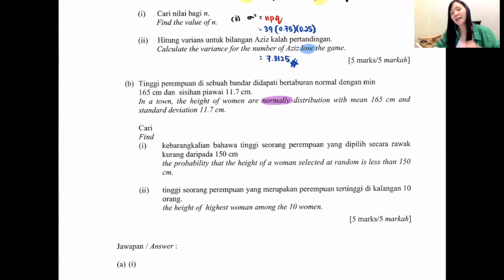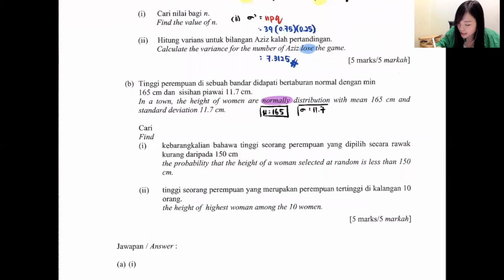So guys, every single time you see the word normal, that means they are under what? Normal distribution, right? You must always use this table, the distribution table, okay, my dear? So guys, they say normal with the mean, the mean they say is what? 165. And the standard deviation, 11.7.